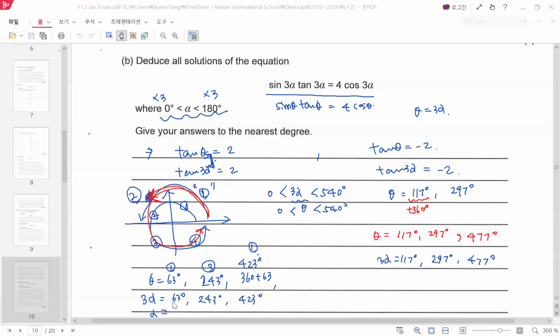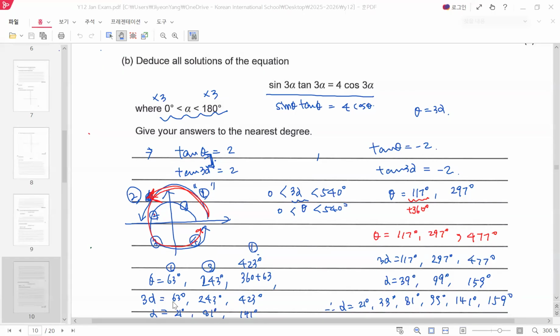you can obtain 21, and then please help me, 81, and then 241. From here, alpha equals 39, 99, 159 degrees, I think. Yes. Therefore, alpha equals 21, 39 in order, 81, 99, 141, and 159 is the answer of this question.